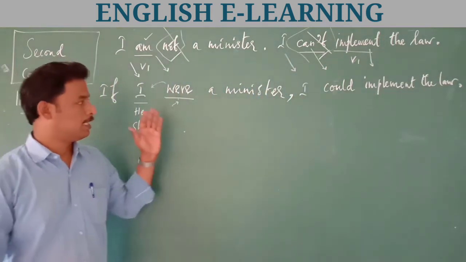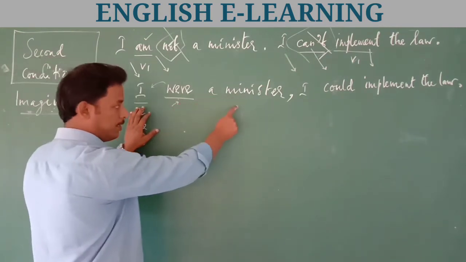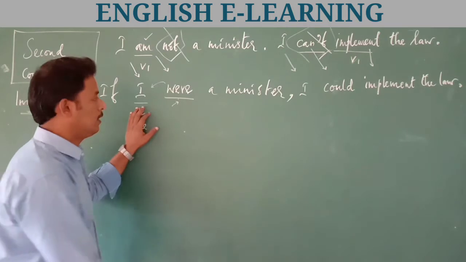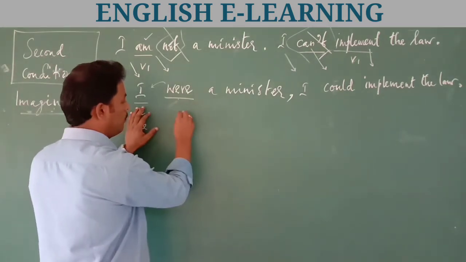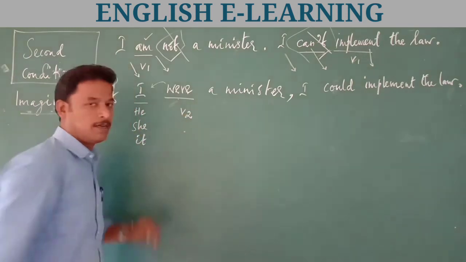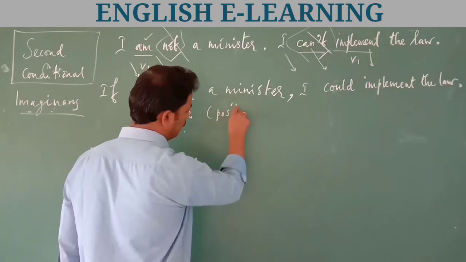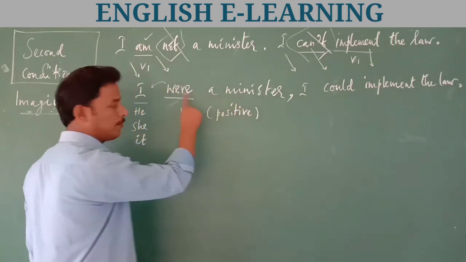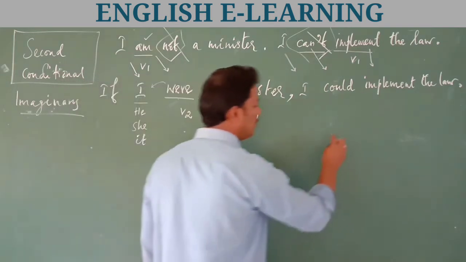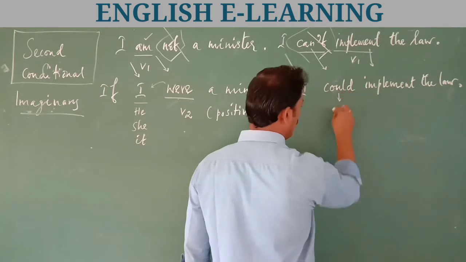Okay. Now look at the answer. If I were a minister, I could implement the law. Okay. Analyze the verb pattern and the combination of this sentence. Were is in verb 2 and it is in positive. There is no negative term applied here. Verb 2, it is in the positive, and the result has the combination of could or would.